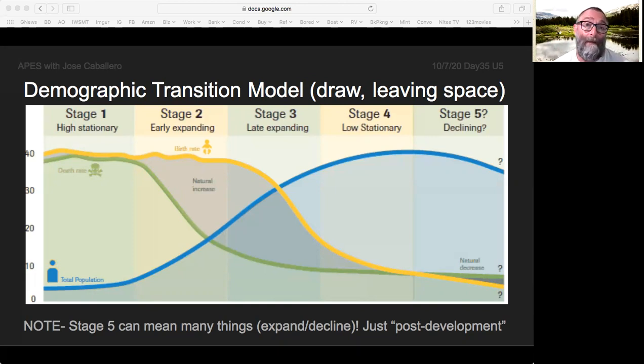Stage 1 is a situation where both birth rate and death rate are high. People have a ton of babies, and most of those babies die. We have very low life expectancy, and there's really no country like this left on Earth. We call this pre-industrial. But if you want to see this, hunter-gatherer societies in the wild look a lot like stage 1.